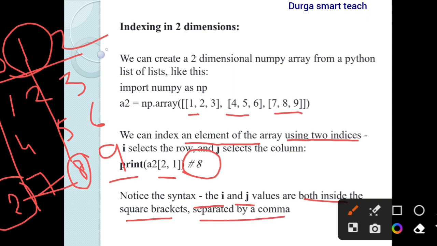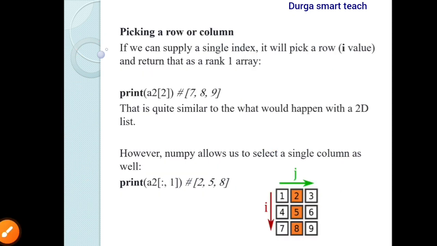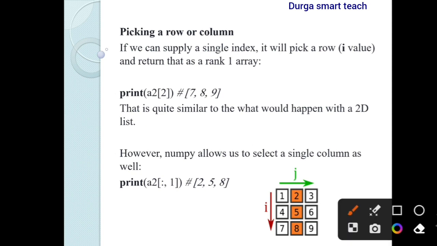So remember, i is used to represent rows and j is used to represent columns. So we separate i and j by using a comma. Okay. So next, if you want to pick one specific row or specific column, you do that by using index. So here if you want to pick a specific row, that is 7 8 9, where 0 1 2 is the row index, and 0 1 2 is the column index.